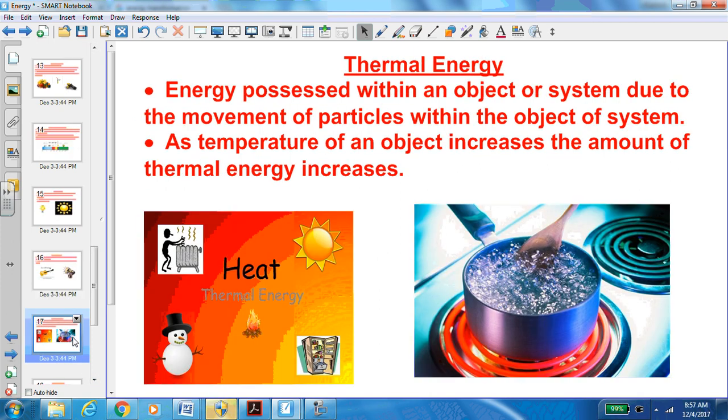Okay. Thermal energy, which can also be known as heat energy, is energy possessed within an object or system due to the movement of particles within the object or system. Remember when we were studying states of matter, we talked about how whenever you are adding heat to a specific state of matter, the particles will start to move around more, and that is because they contain more thermal energy. The more thermal energy they possess in the object or in the system, the more those particles are going to move around. So as the temperature of an object increases, the amount of thermal energy will also increase.